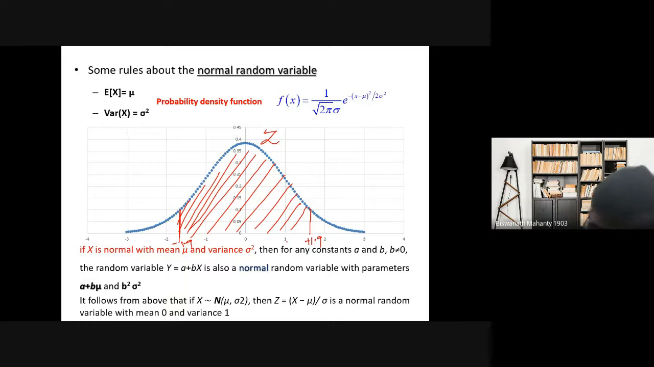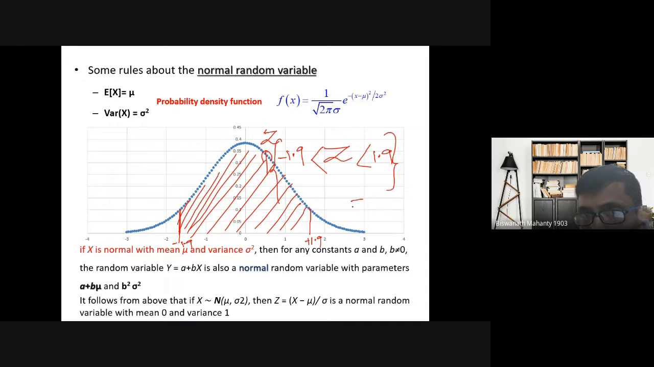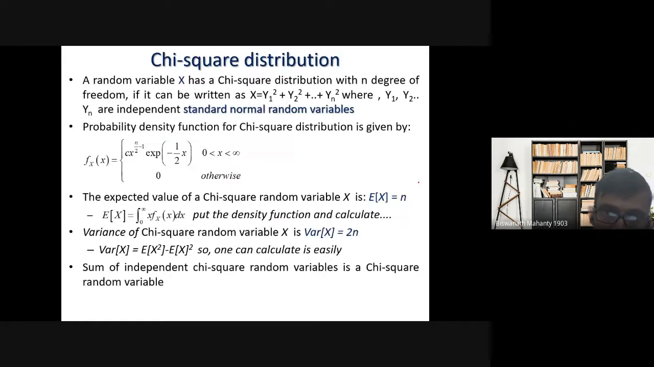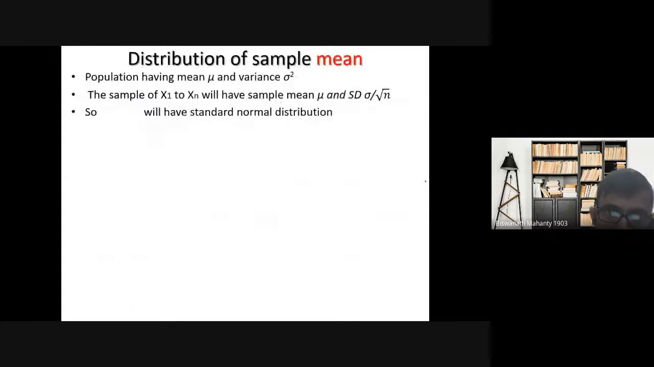Can I say in standard normal that my Z will be in between minus 1.9 and plus 1.9? That probability I can say is 95%. Am I clear to you in what I'm speaking now? Yes, sir. Okay. If it is clear, then I'll come to my point of discussion here.